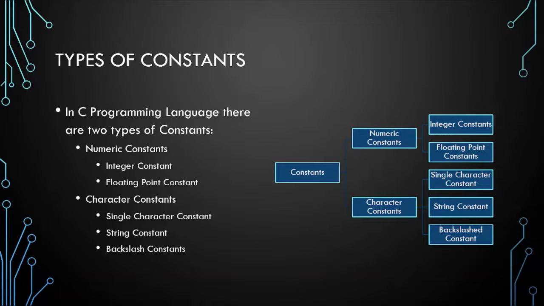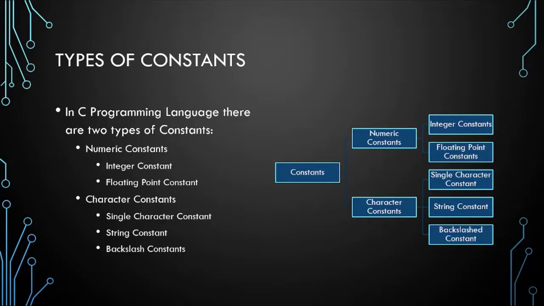Types of constants. In C language, there are two types of constants, numeric constants and character constants. Numeric constants, as the name suggests, contain numbers. So there are two types of numeric constants, integer constants and floating point constants. Integer constants take integers that are positive, negative or 0. Floating point constants also take integers that are positive, negative or 0. And you may ask, what is the difference between the two?